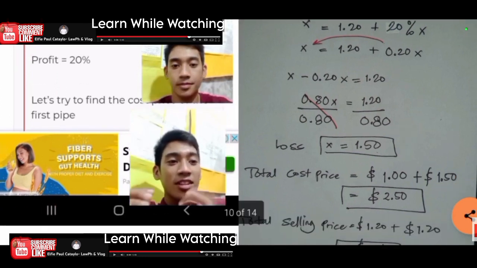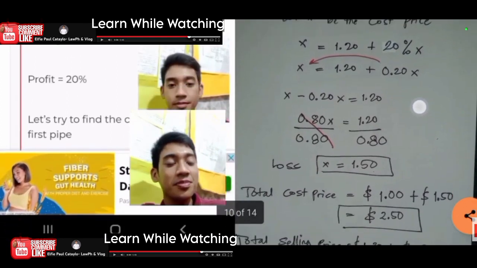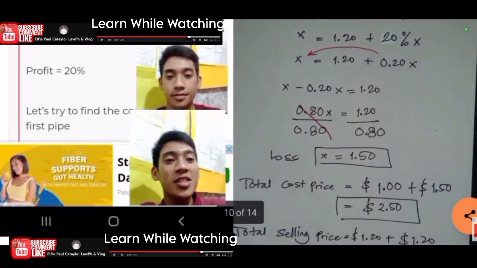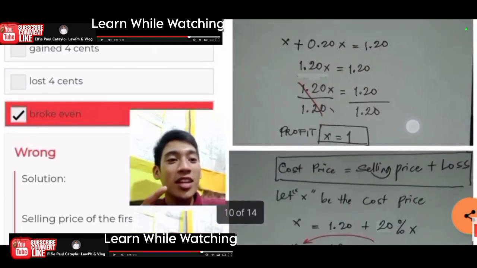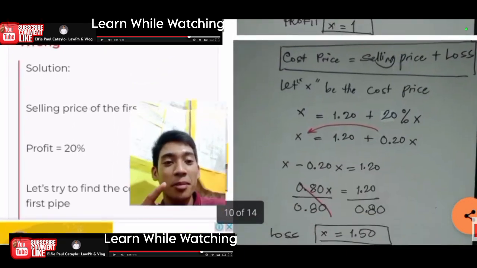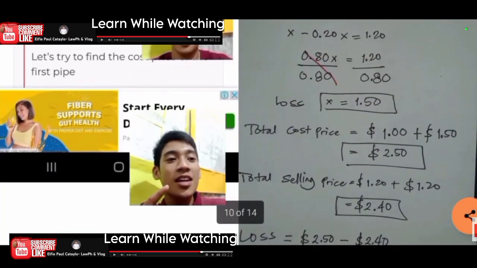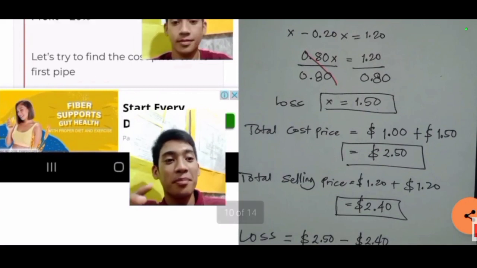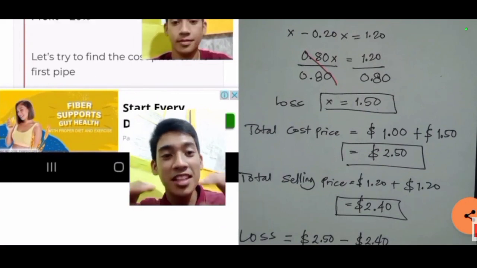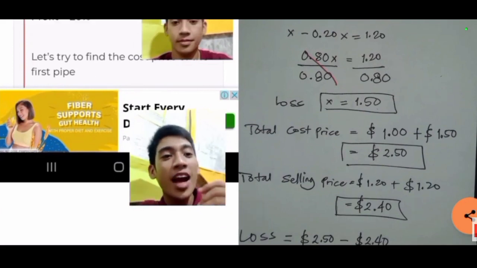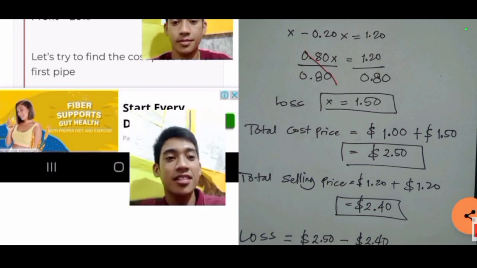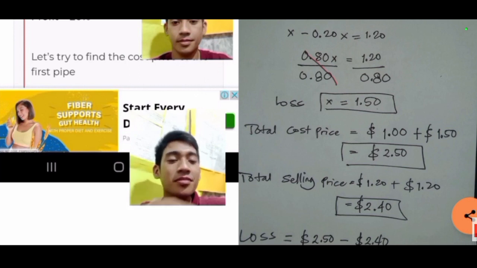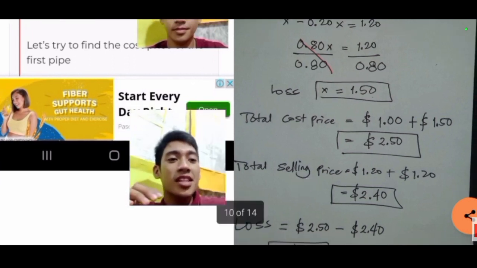Now, the total cost price is the $1 cost price here for the profit plus 1.50, which is 2.50. That's the total cost price. How about the selling price? The total selling price here is 1.20 plus 1.20.